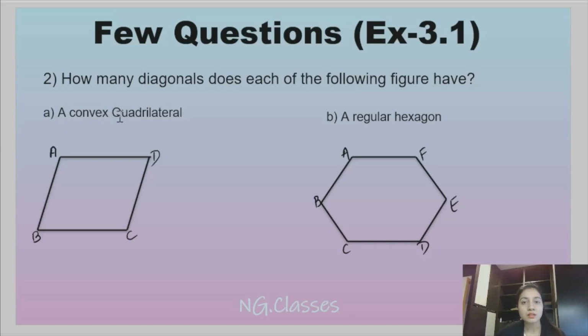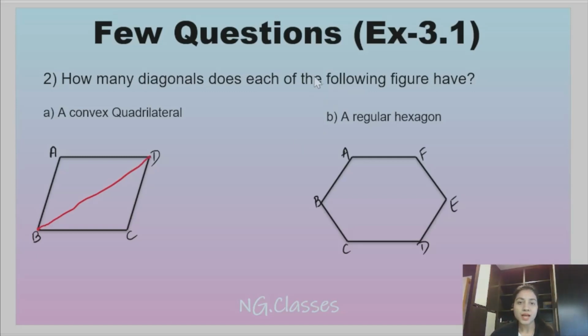A convex quadrilateral. Quadrilateral means a polygon containing four sides, and convex quadrilateral means whenever we draw a diagonal, it will always lie in the interior of the quadrilateral. Such a quadrilateral is called a convex quadrilateral. I have drawn one convex quadrilateral. Here we will start drawing diagonals and then see how many we get. Non-consecutive vertices we have to join. Let's join B with D.